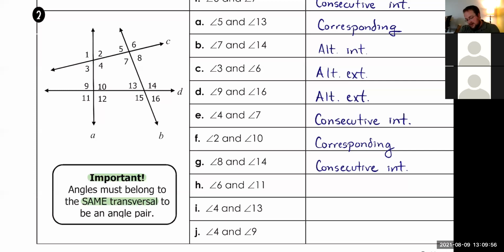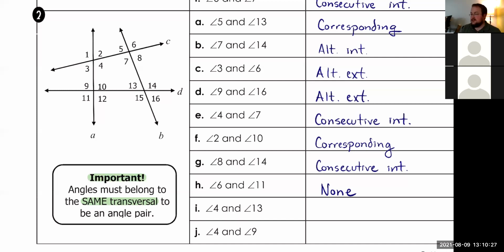Well, let's look at it. 11 is at the intersection of A and D. 6 is the intersection of B and C. I don't know about you guys, but I don't think they have anything in common, do they? So this one we would say none. There's no relationship there. They are not tied to the same transversal. So there's nothing we can say about the relationship.